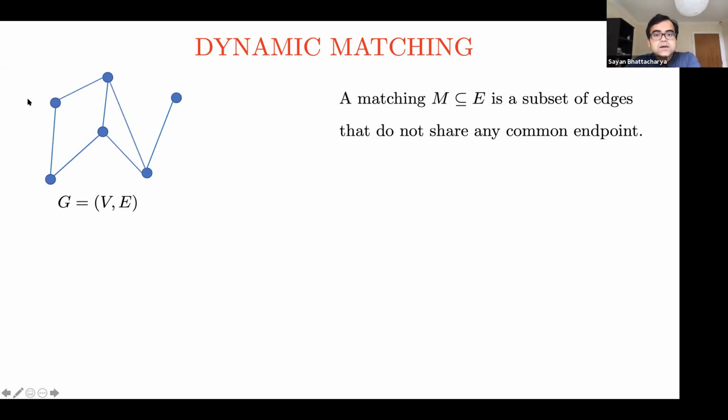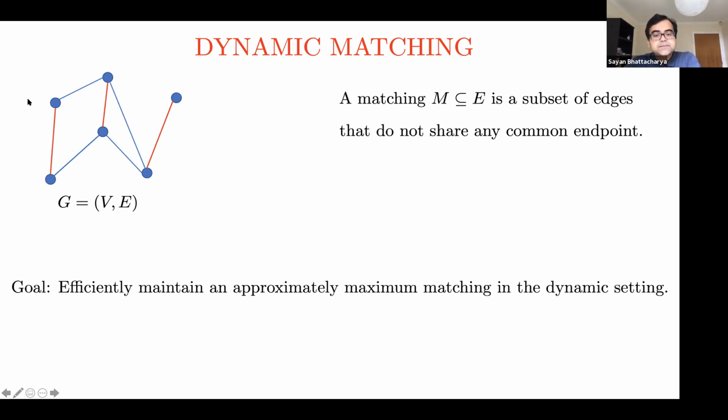So recall that a matching in a given input graph is a subset of edges that do not share any common endpoint. So for example, this set of red edges on the graph on the left-hand side form a matching. And our goal is to maintain an approximately maximum matching in this dynamic setting. And you can think of it as follows. Matching is one of the most fundamental graph algorithmic questions, and we are asking what happens to this problem in presence of dynamically changing inputs.